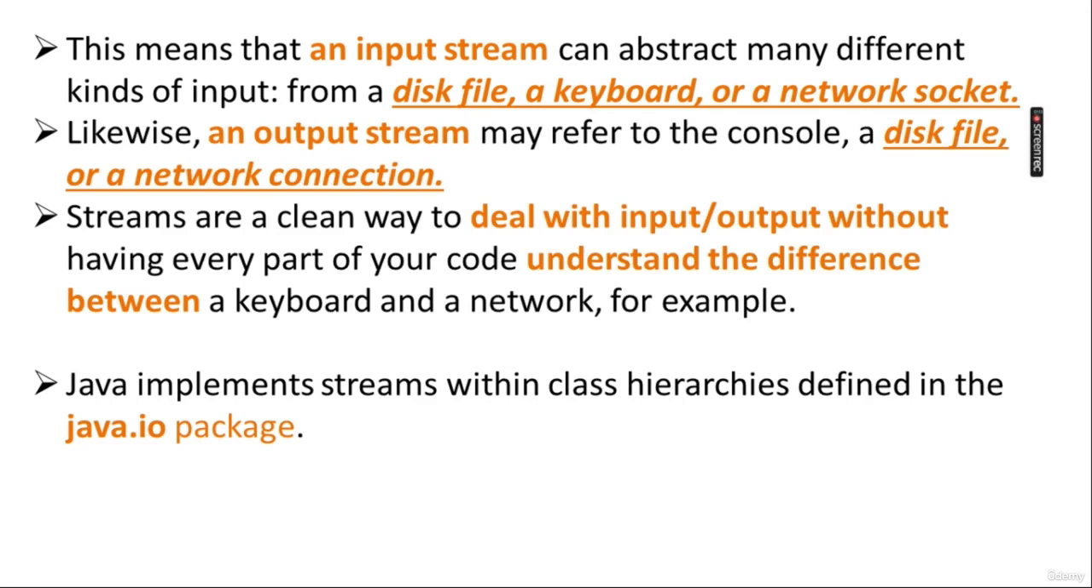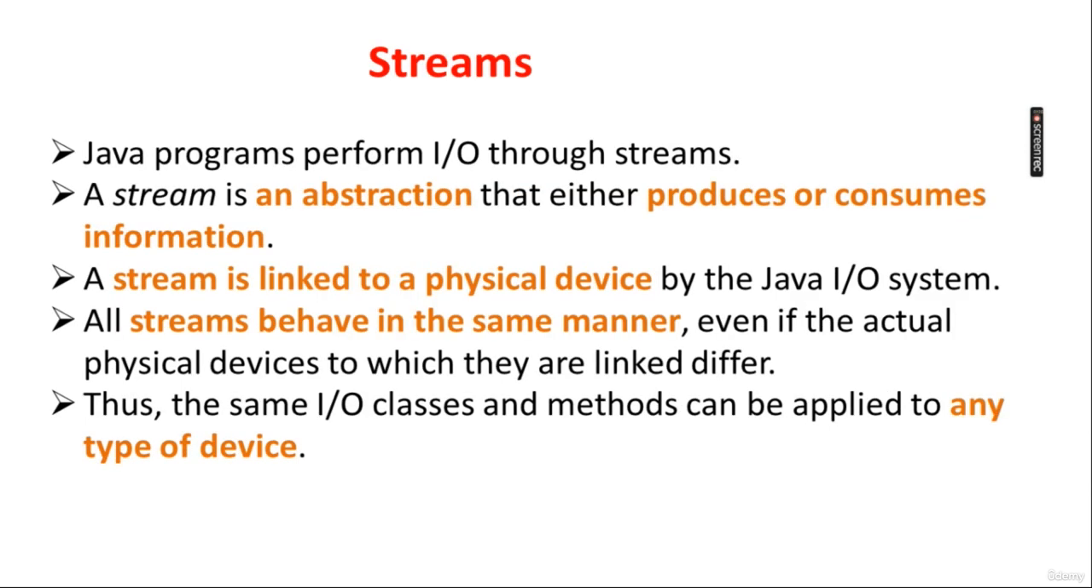Input stream can abstract many different types of input: disk file, keyboard, network, socket. This kind of input is like input stream. And output stream may refer to the console, the disk file or network connection, and all those external devices that we are using. Those can be handled by the same input output classes, that is the same input output streams.